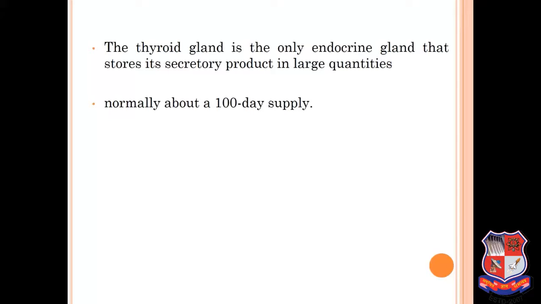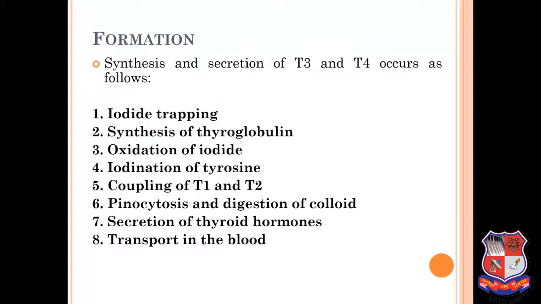Thyroid gland is the only endocrine gland that stores its secretory product in large quantity, normally about 100 days supply. These are the various steps of formation of T3 and T4, the thyroid hormones. First step is iodide trapping, second is synthesis of thyroglobulin, third is oxidation of iodide, fourth is iodination of tyrosine, fifth is coupling of T1 and T2, sixth is pinocytosis and digestion of colloid, seventh is secretion of thyroid hormones, and eighth is transport in the blood.